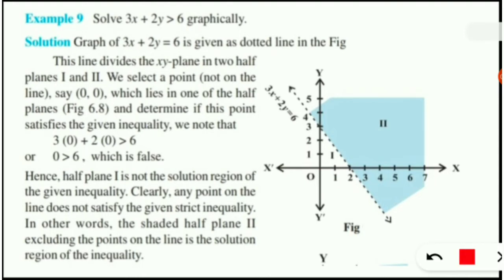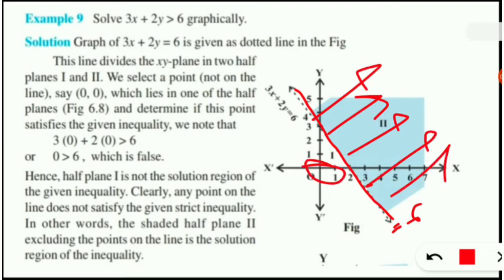this is the given inequality, 3x plus 2y greater than 6. So the equation of this line is 3x plus 2y equal to 6. Greater than 6 means the upper half portion, because if we take the point (0, 0), 0 greater than 6 is false. That's why it is not the lower portion of this line, that means definitely the upper portion of this line.